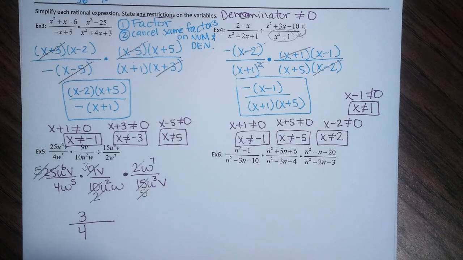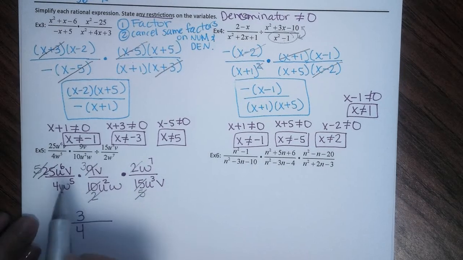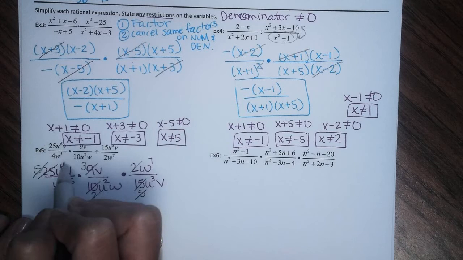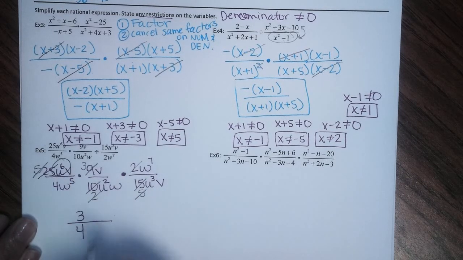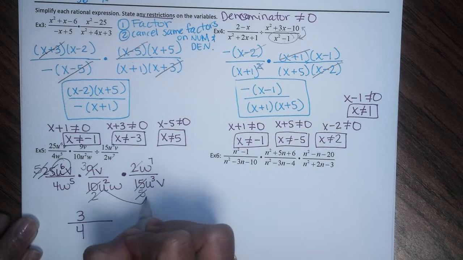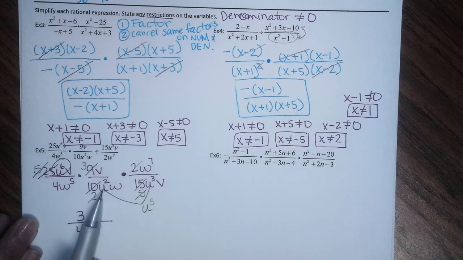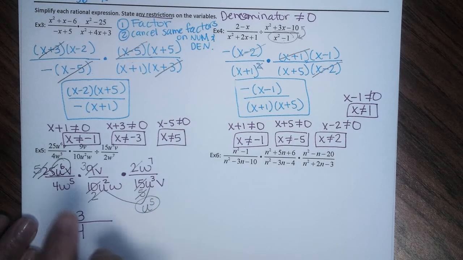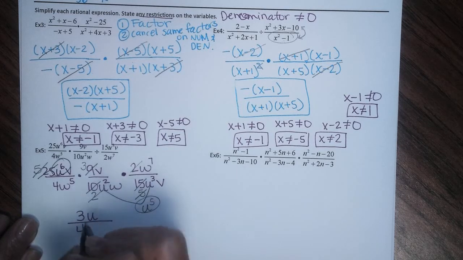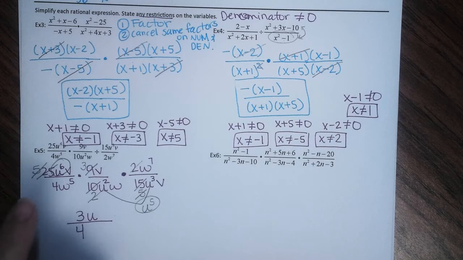Now we'll do the same thing with the variables. So let's start canceling some of these. It doesn't matter how you want to do it, but let's start with the u. On the top, I have a u to the 6th. And on the bottom, I technically have a u to the 5th because I have u squared times u cubed. So u to the 6th divided by u to the 5th will simplify to just a u to the 1st power. Because when you're dividing the variables like that, you subtract the exponents. So 6 minus 5 is 1.